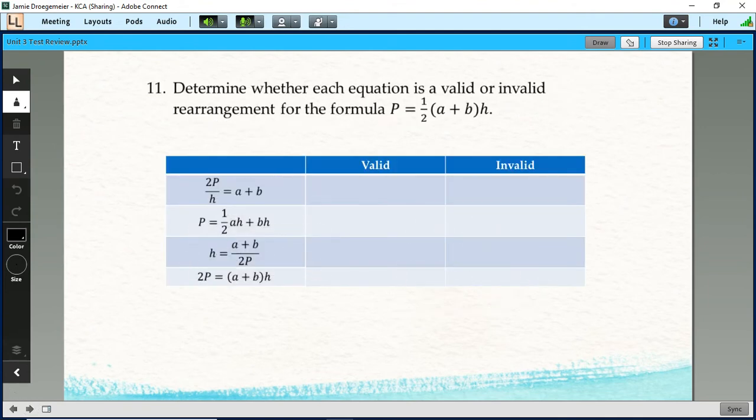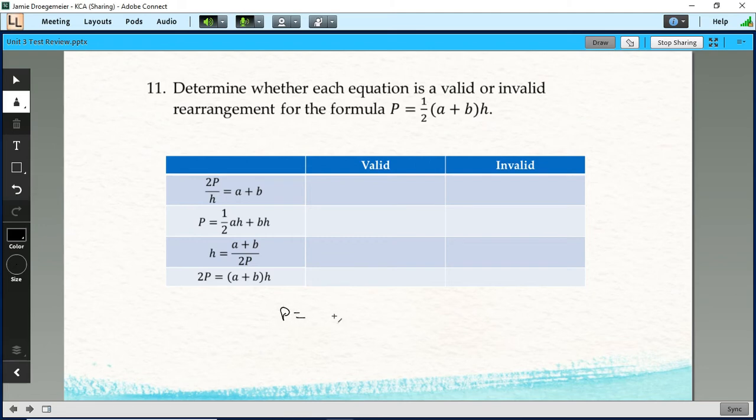All right, number 11, asking about which of these would be valid rearrangements of the formula that they gave us here. So P equals 1/2 times A plus B times H. And so if we look at this first example, we have the A plus B. So we want to look at what happens. How would I isolate that A plus B?